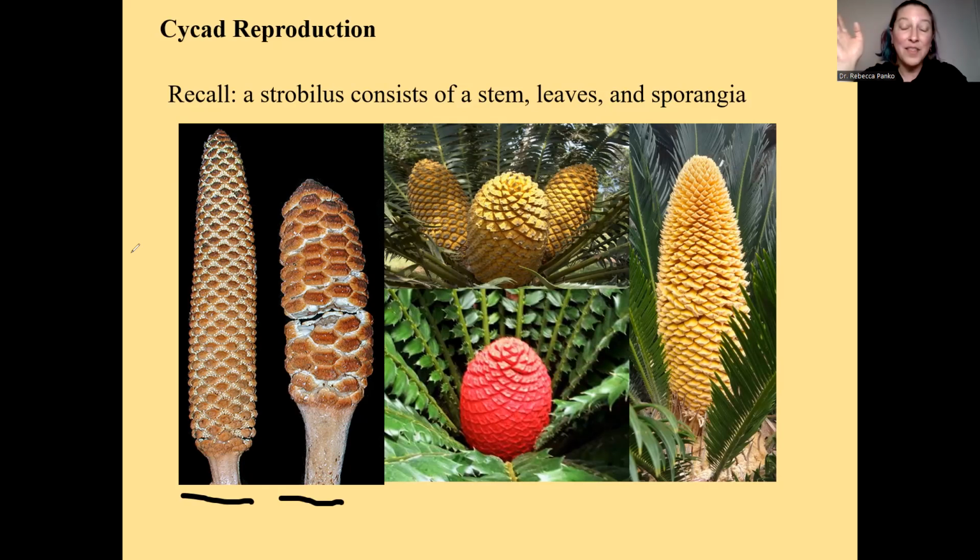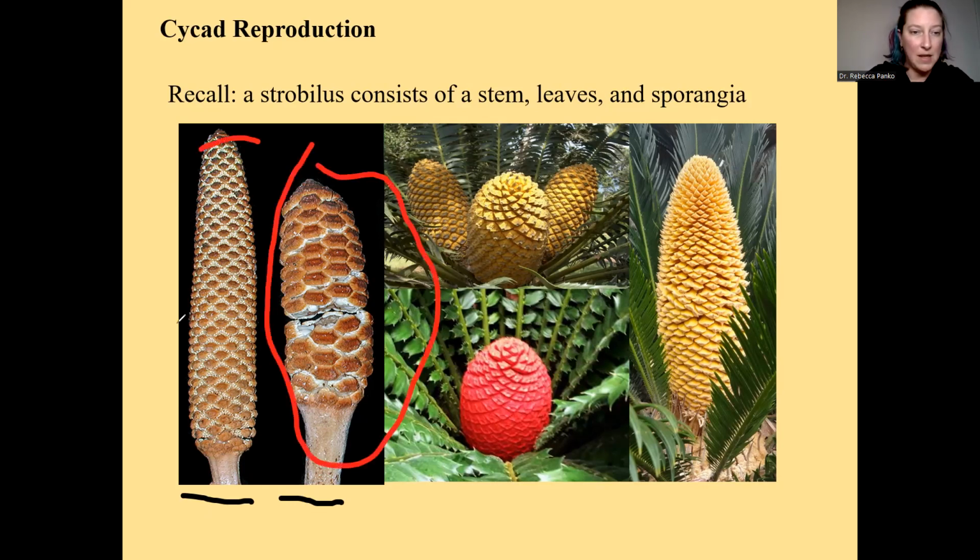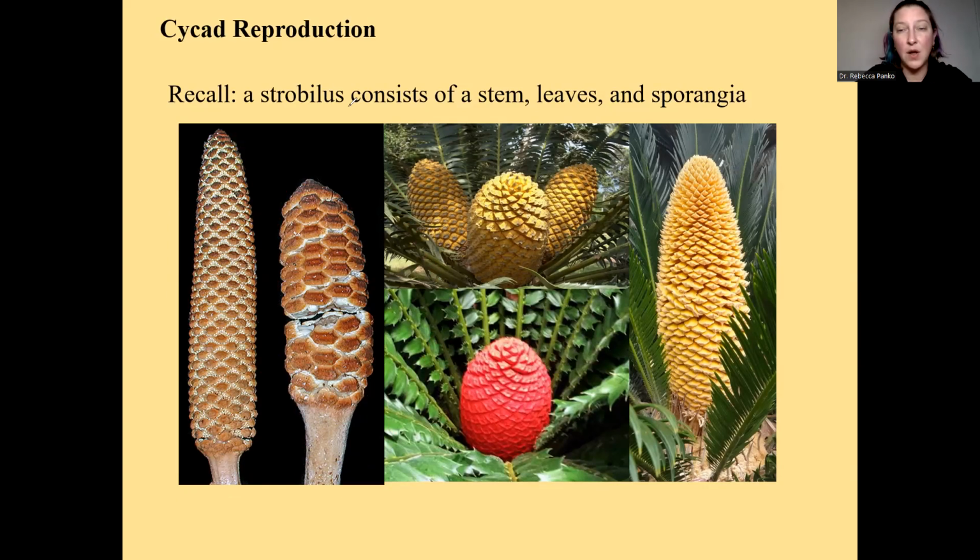So the strobilus on the left is the male strobilus, and microsporophylls are always going to be arranged in a male strobilus. But like I said, megasporophylls are not always arranged in a strobilus, but in this species they are. So here is a female strobilus and a male strobilus from the same species. There's a lot of diversity in what a strobilus can look like, but ultimately they all contain the same things, which is a stem, leaves, and sporangia.